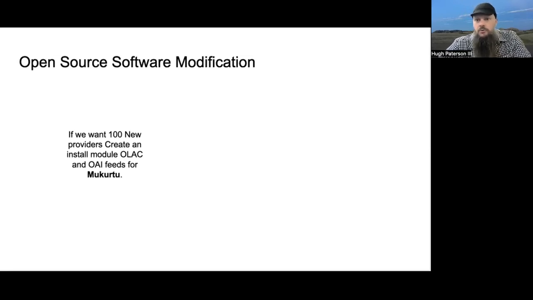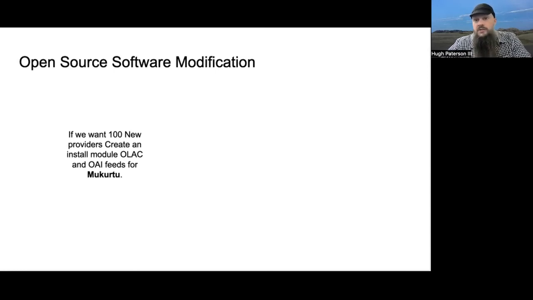Mukurtu is based off of Drupal, and I know there are other Drupal modules that, for instance, SIL International is using to provide its OAI connection to OLAC. So if a recipe was provided and we had a conversation with those developers, this could be a whole set of exhibits that could be added to the language resources aggregated in OLAC.